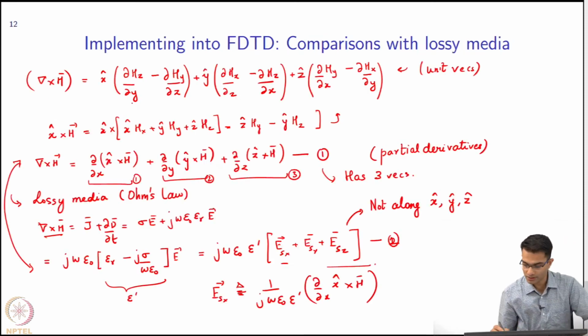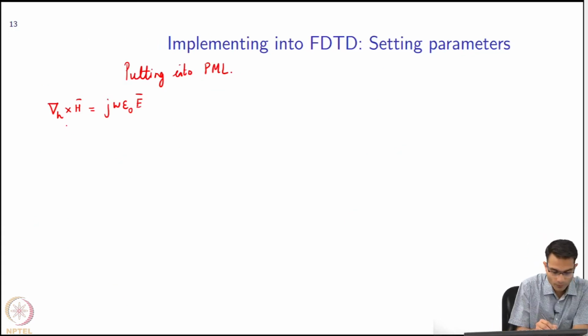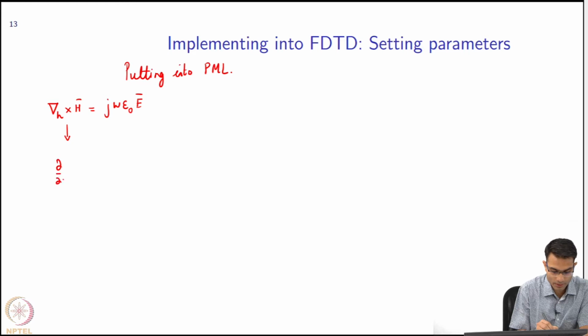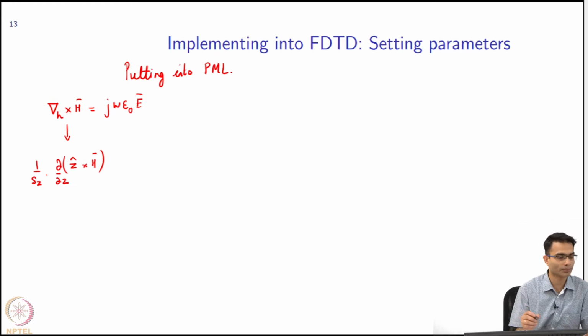Now let us just take one of these terms, for example the E_z term. Let us just look at that. What is that going to be equal to? This is the equation and I want to look at this term. What should I write over here? There is obviously del by del z, z cross H. Anything else? Exactly, 1 by S_z, that is the left hand side. I am only taking the third component. You can take all, but I am just simplifying it right now.